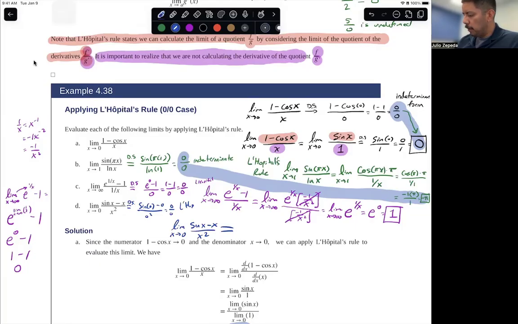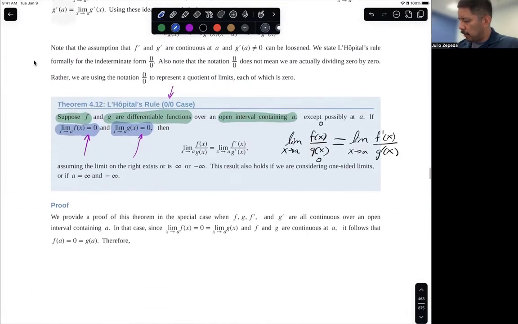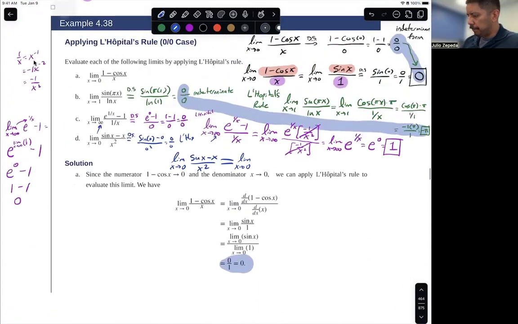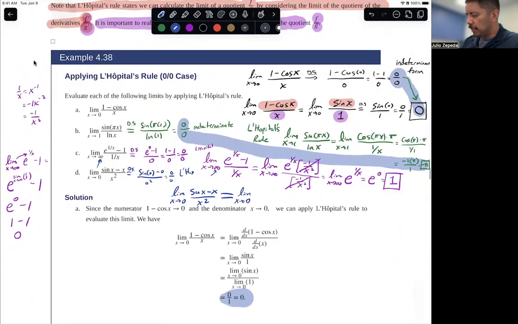is equal to the limit as x approaches, it should be the same thing here, so x approaches 0. Notice we did have one where the limit as x approaches infinity just stayed infinity. That's what that note was at the end here. It says that a could be infinity or negative infinity. It doesn't need to be finite. But in this case, it is finite, 0.